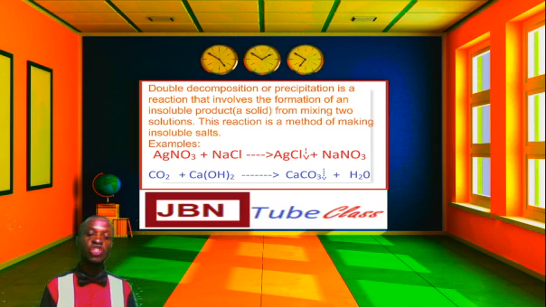That is, if you pour the mixture into a filtration funnel, the soluble component, in this case sodium nitrate or water for the second equation, will pass through the filter paper as filtrate, while the insoluble component, which is silver chloride for the first equation and then calcium carbonate for the second equation, will be left inside the filter paper as residue. So this is all about precipitation reaction.